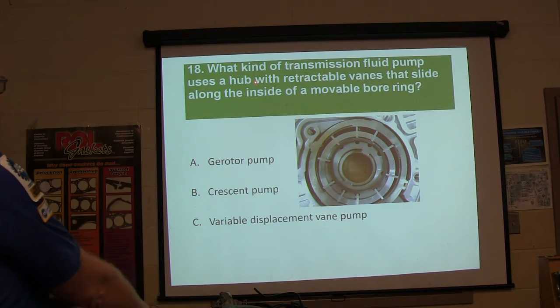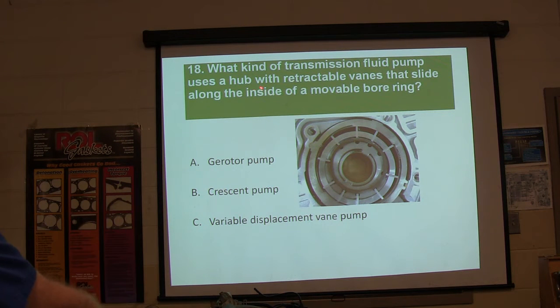What kind of transmission fluid pump uses a hub with retractable vanes that slide along the inside of a movable bore ring? Gerotor, crescent, or variable displacement vane pump?